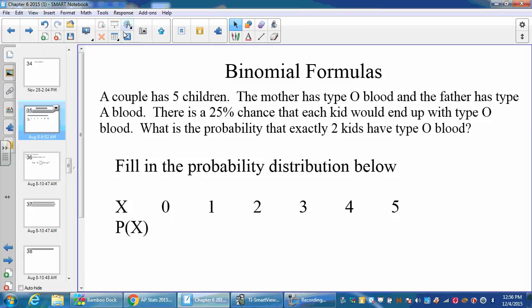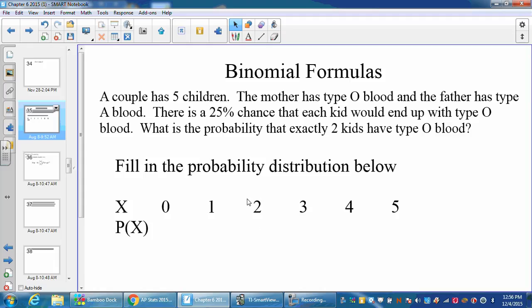Hello, today we're going to use a better formula for finding binomial probabilities. We looked at this problem last video, and let's find the probabilities. A couple has 5 children. A mother has type O blood, the father has type A blood, and it has a 25% chance each kid will end up with type O blood. What's the probability that exactly 2 kids end up with type O blood?